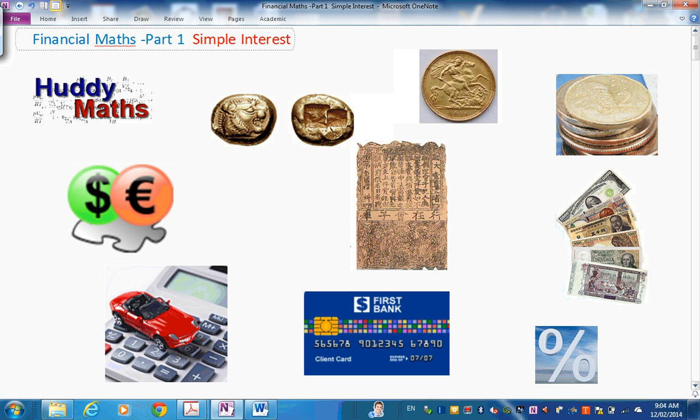Wow, money, money, money. This looks exciting. Financial maths, all to do about money and interest rates and stuff. So let's get into it. What have I got here for you?